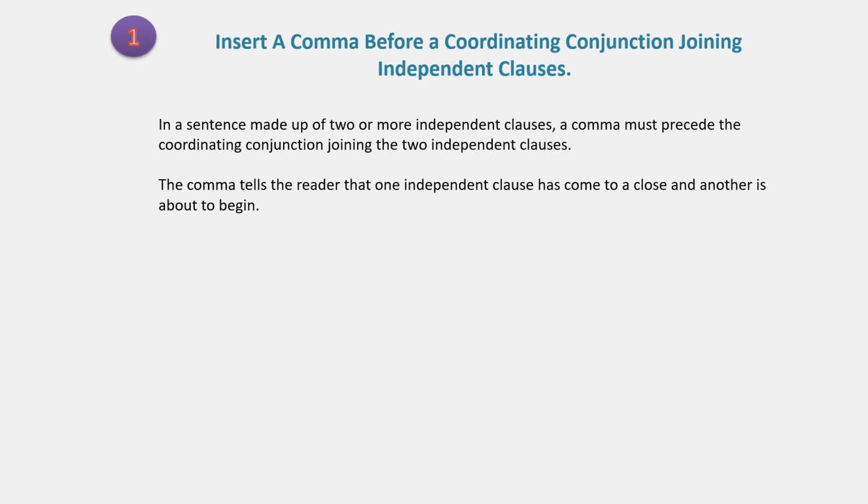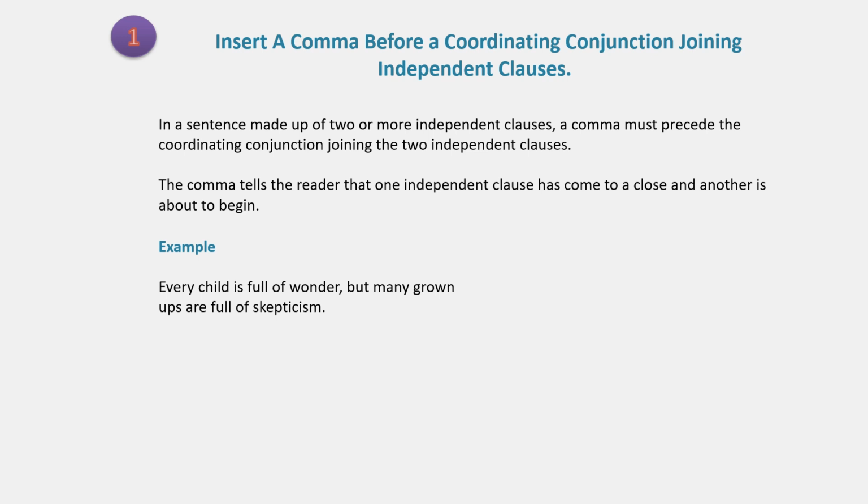This is the first rule. Insert a comma before a coordinating conjunction joining independent clauses. In a sentence made up of two or more independent clauses, a comma must precede the coordinating conjunction joining the two independent clauses. The comma tells the reader that one independent clause has come to a close and another is about to begin.